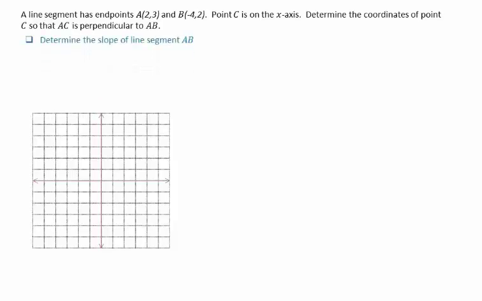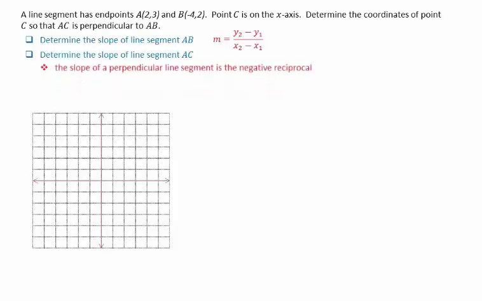Here we must determine the slope of line segment AB. To do this, we will use the slope formula. We can then determine the slope of the perpendicular line segment AC. To do this, we use the fact that the slope of a perpendicular line segment is the negative reciprocal. As an example, if the slope is 2/3, then the slope of a perpendicular line must be -3/2.